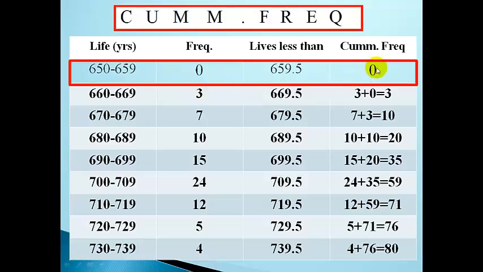Now, 3 plus 0 will give us 3. 7 plus 3 will give us 10. 10 plus 10 will give us 20. 15 plus 20 will give us 35. 24 plus 35 will give us 59. 12 plus 59 will give us 71. 5 plus 71 will give us 76. And 4 plus 76 will give us 80. So the total cumulative frequency is 80 here.